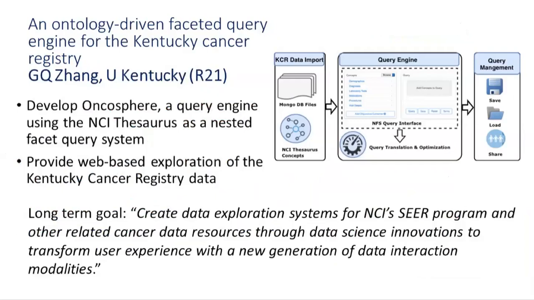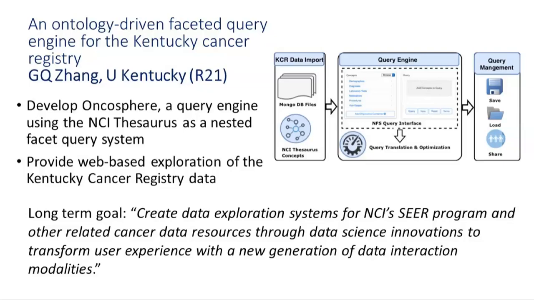On the next few slides, I just want to give examples of grants that are funded through each of the four mechanisms in ITCR to give you a sense of some of the ongoing research. So I'll start with an example of an R21 grant, and this is a project led by GQ Zhang from University of Kentucky to develop an ontology-driven faceted query engine for the Kentucky Cancer Registry.